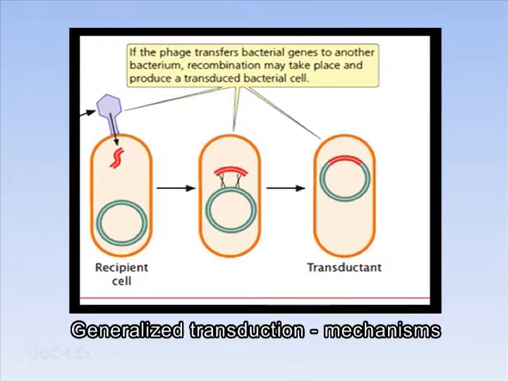The second part is that the transducing phage is injecting the bacterial chromosomal DNA. This donor chromosomal DNA is recombining with the homologous portion of the recipient cell in a double crossover, resulting in the integration of the donor chromosomal DNA into the recipient cell, and the recipient cell becomes recombinant and is known as a transductant.